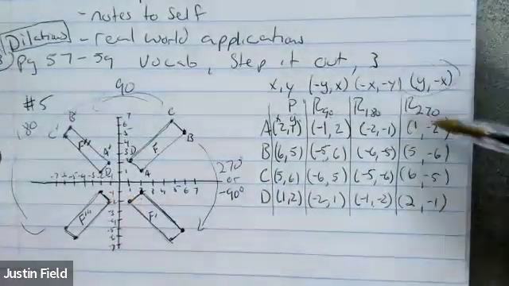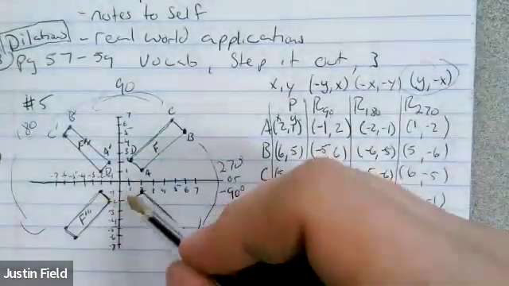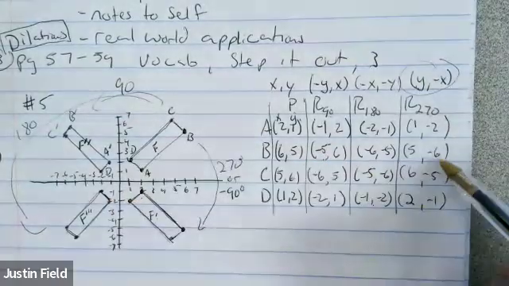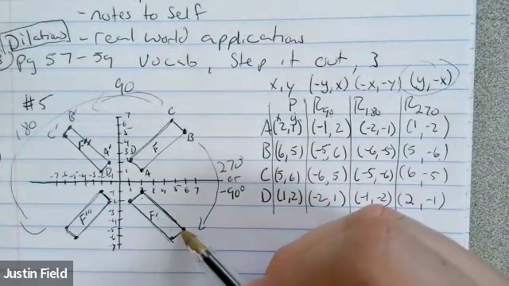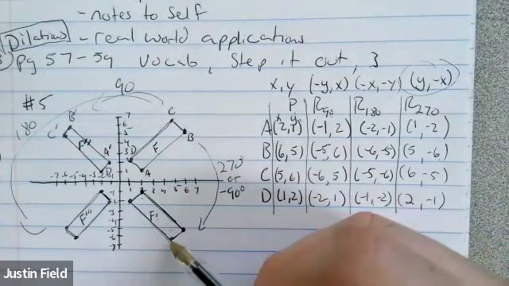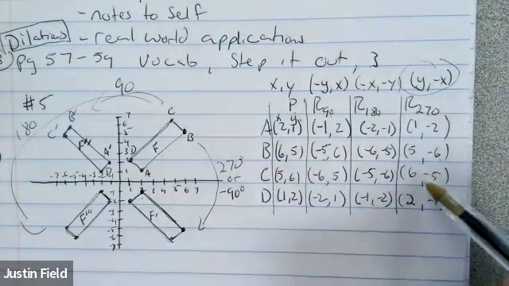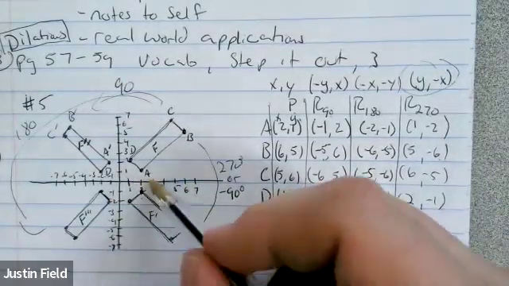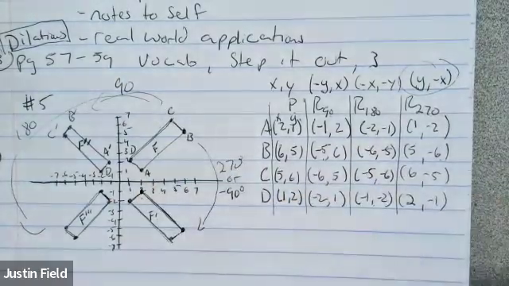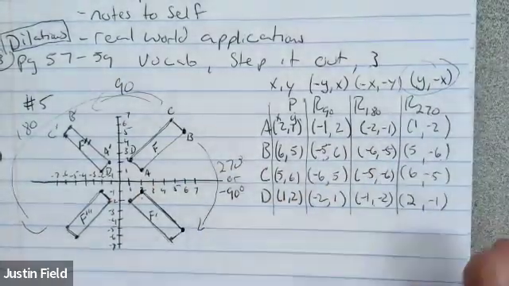And you can see 1, -2, we have that on here. 5, -6, we have that right here. 6, -5, that's right here. And 2, -1, we have that. Okay, so that is the 270 rotation.